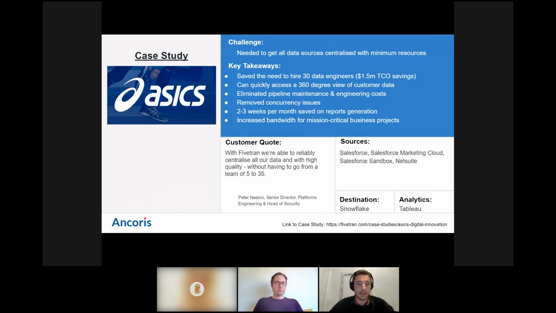You'll notice Salesforce is their main connector that they're bringing into Snowflake, but they also have Salesforce Marketing Cloud and NetSuite as well, and they're using Tableau to report on that. We've completely eliminated all the pipeline maintenance, engineering costs, and concurrency issues that they were previously seeing. On top of the engineering savings, they're seeing a 2 to 3 week per month saving on report generation for Tableau reports as well. Now we've increased the bandwidth so they can focus on driving out those reports instead of building out those pipelines. That's a customer quote by Peter, the Senior Director for Platforms Engineering and Security. He says, with Fivetran, we're able to reliably centralize all of our data with high quality without having to go from a team of 5 to 35.